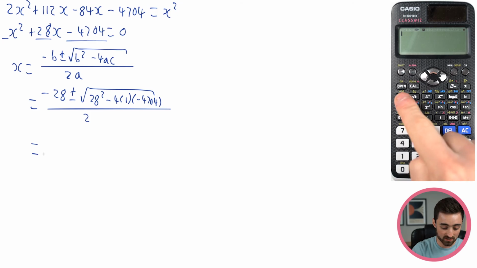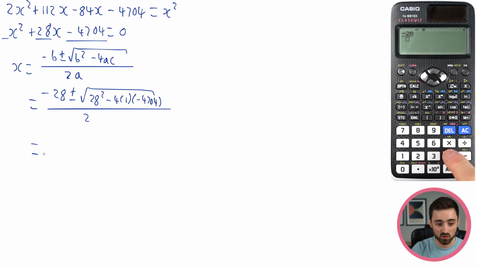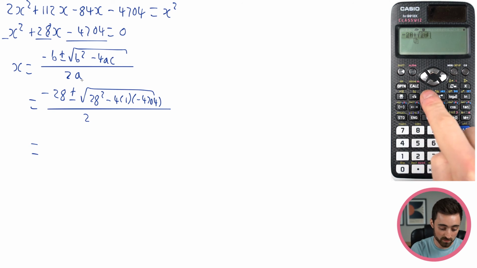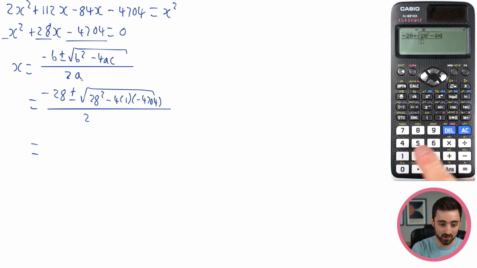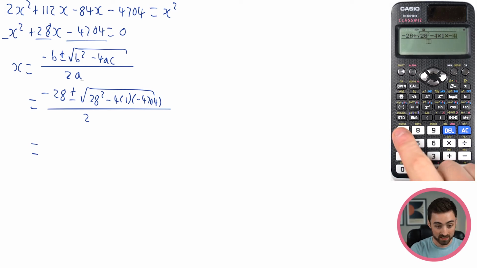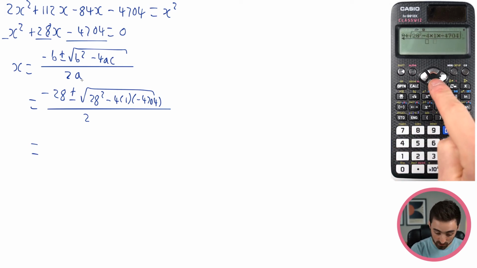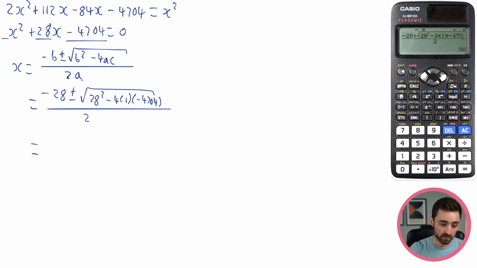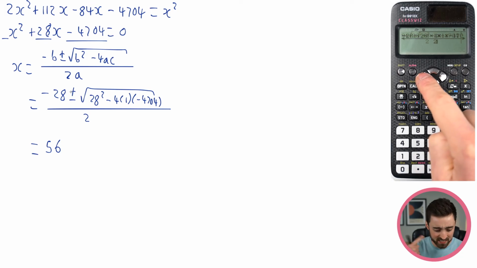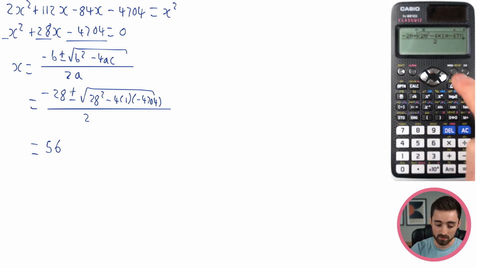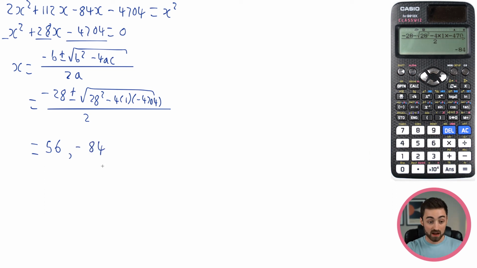So what I'm going to do is minus 28, and then I'm going to do plus. Just the plus one. We can't do the plus minus at the same time in the calculator, so choose one of them. Big square root, 28 squared minus 4 times 1 times minus 4,704, all over 2. That is going to get me 56, but remember, we're not done yet because this was a plus minus. So I'm going to get back up to my working on the calculator. I don't have to type everything in again. Go just to the bit before the square root, delete the plus sign, swap it to a minus sign, and I get minus 84.